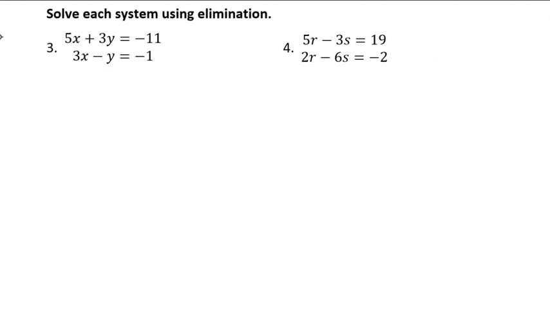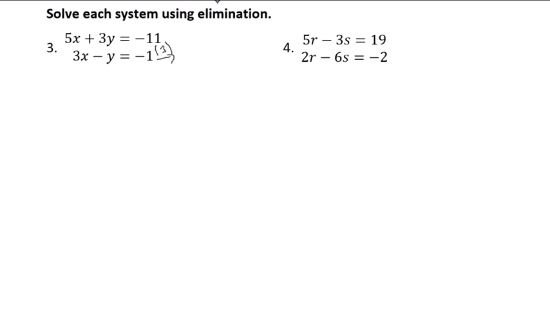So when you look at these equations here, we have 5x and 3x. Those aren't opposites of each other. And 3y and negative y. Those aren't opposites of each other. But what we can do is multiply this equation by a 3. Multiply the entire equation by 3.